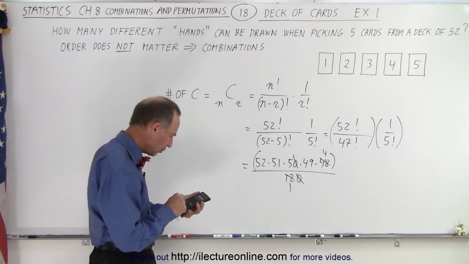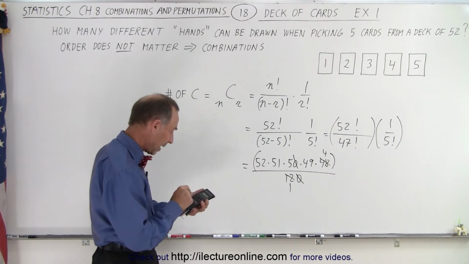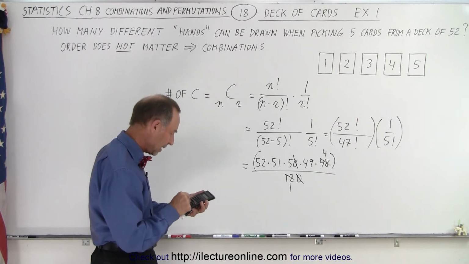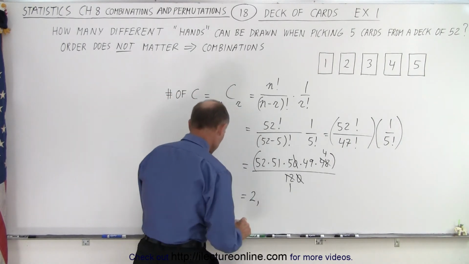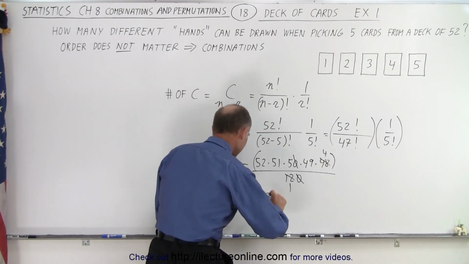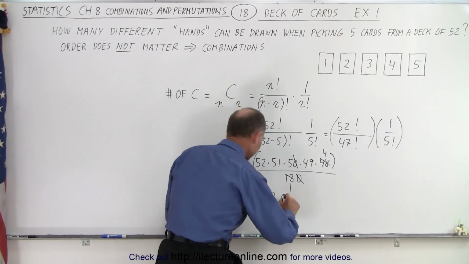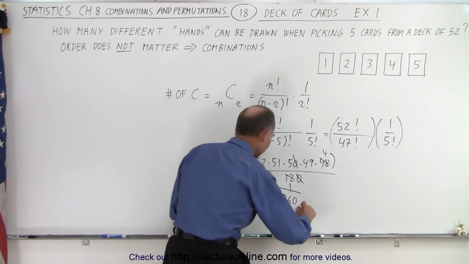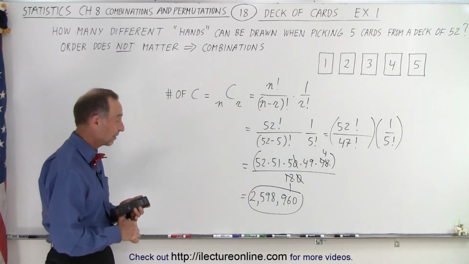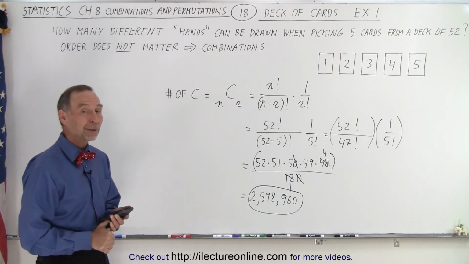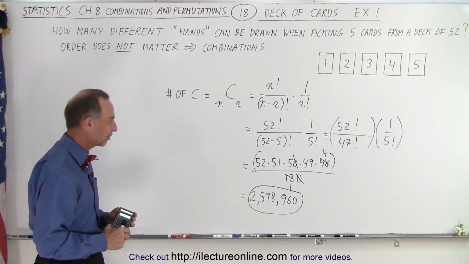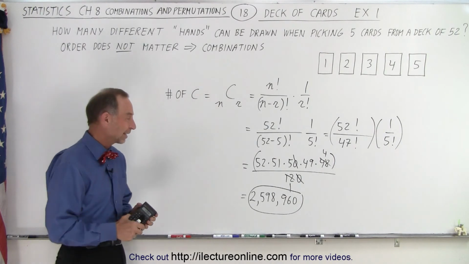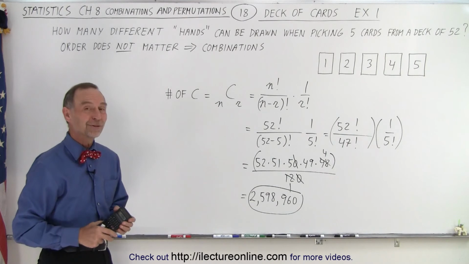So that is equal to 52 times 51 times 5 times 49 times 4 equals, and that gives us, wow, a lot of different combinations, 2,598,960 different ways in which we can pull 5 cards out of a deck of 52. That's why playing with cards is so interesting. There's almost a limitless number of combinations you can draw from a deck of 52. And that is how it's done.